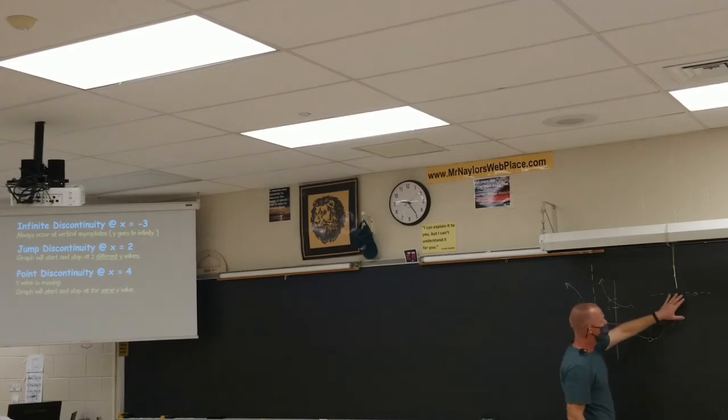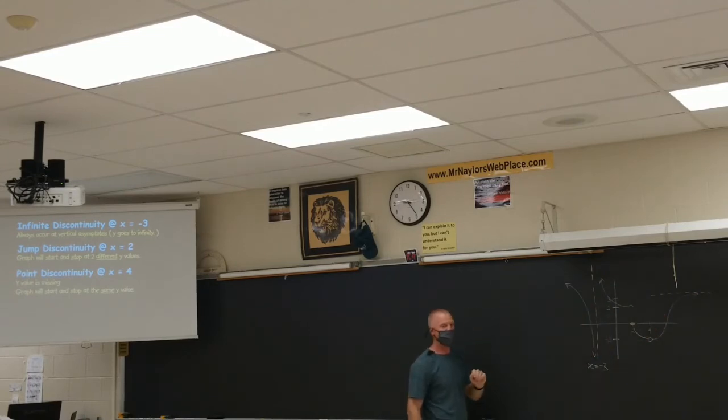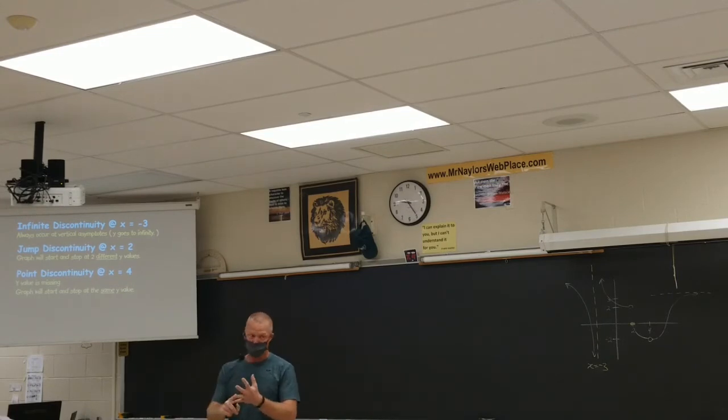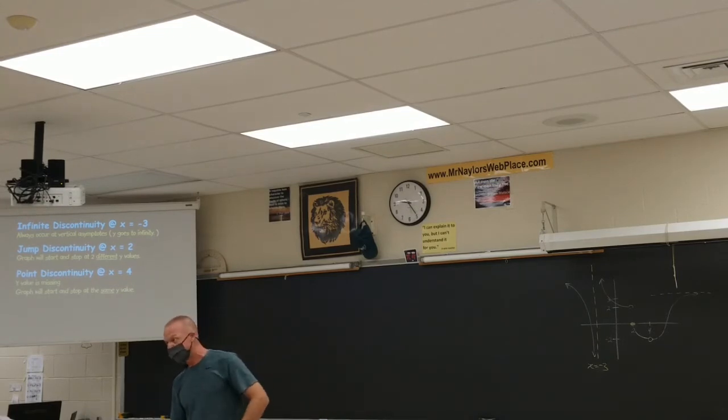Even though I'm getting closer and closer to this horizontal asymptote, it's not a break in the graph. It's not an undefined value. I don't have this up on the screen, but you might want to mention it either on your graph or in your notes. A horizontal asymptote is not a discontinuity. Did you hear that? A horizontal asymptote is not a discontinuity. It's not a break in the graph. It just is a boundary.